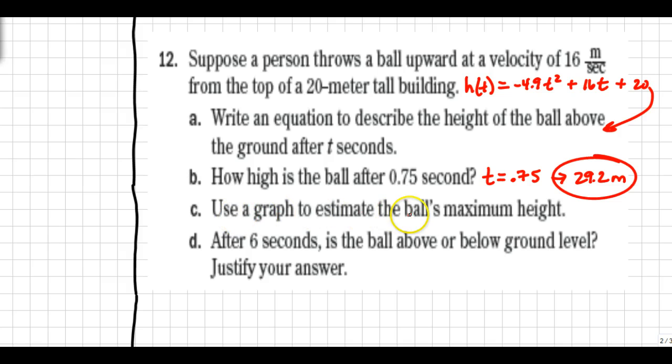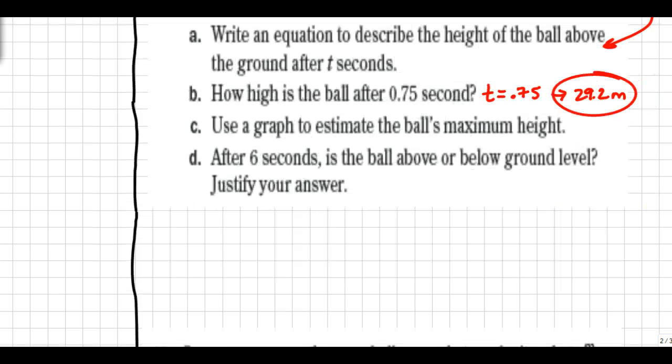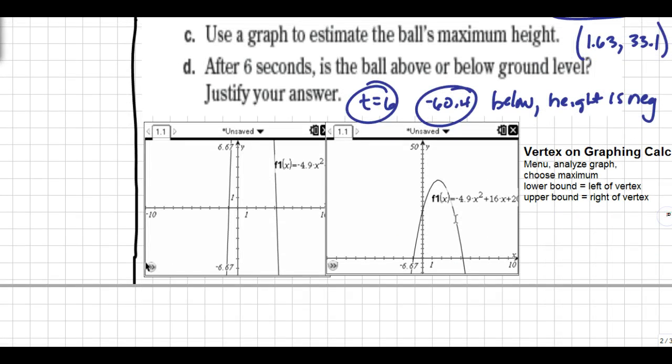Use a graph to estimate the ball's maximum height. So now you're going to type in this equation, being careful to use an x instead of a t. If you use a t, you won't get anything. So make sure you type it in as negative 4.9 x squared plus 16x plus 20. So I've gone ahead and done that. And this was the first graph that I got. So I had a line going this way and a line going that way.